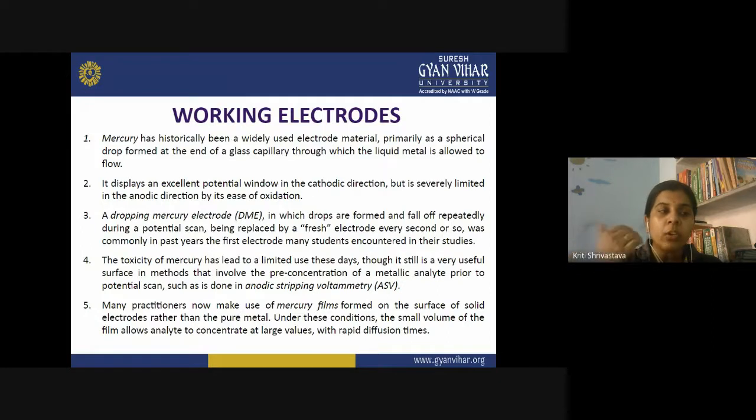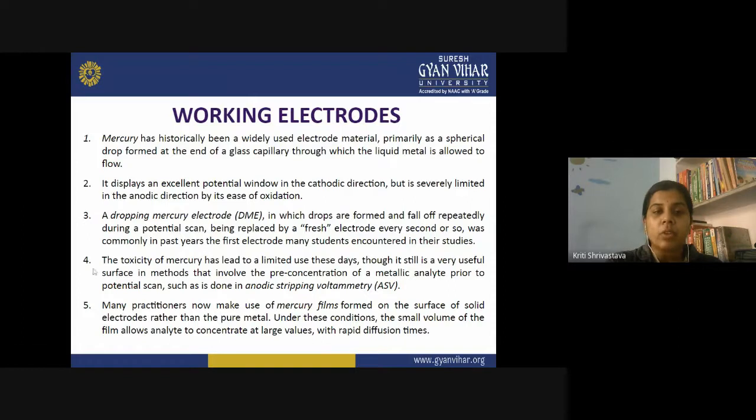So it does not require any surface pre-treatment before your experiment. You can use it again and again. It was commonly used in the past years, the first electrode many students encountered in their study. It was an electrode studied extensively. But nowadays it has limited use.